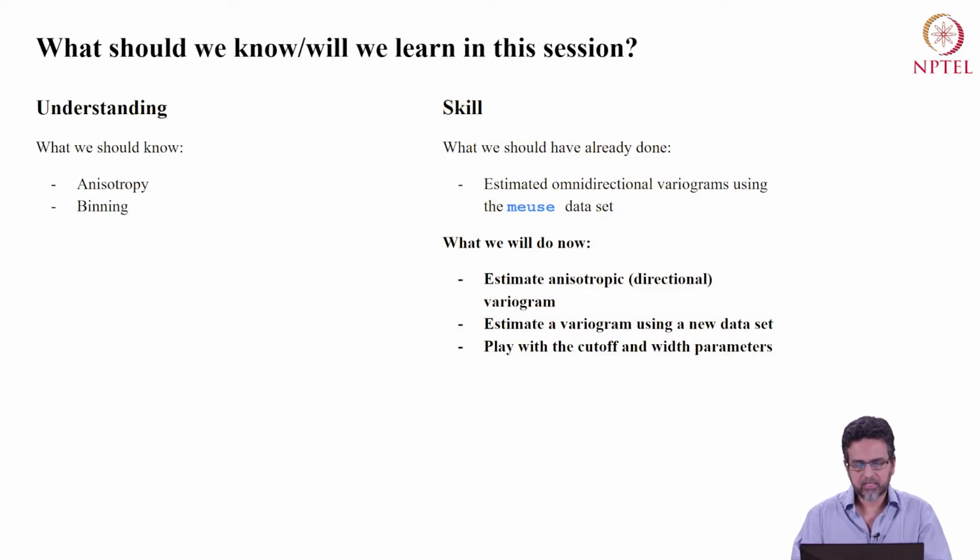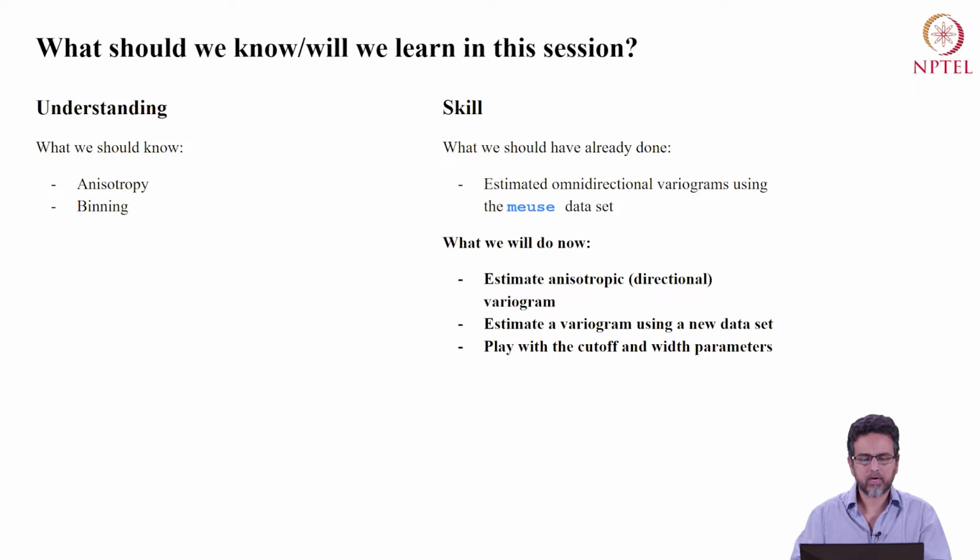So last time we estimated a variogram. We talked about stationarity. We also talked about how to remove trends, and if there is a spatial trend in the data, what that means and how to remove it. This time we'll go further in estimating variograms.